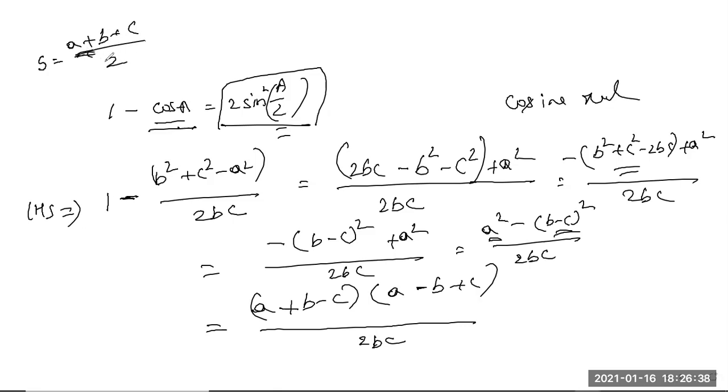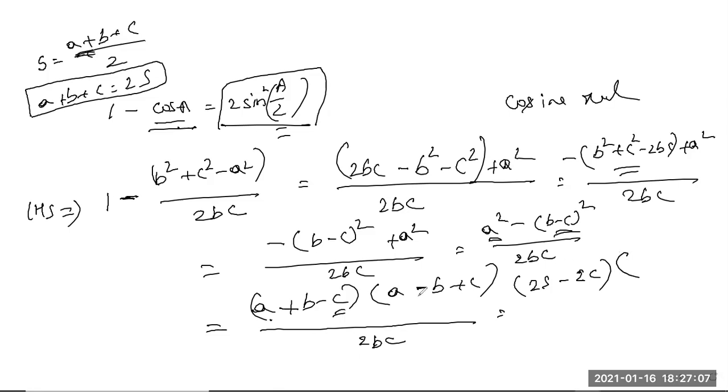Okay, so here if you want to convert this in terms of s, how can you write? Here you can write a plus b plus c is equal to 2s, right, from this. So here a plus b can be written as 2s minus c, right? And there is another minus c, so it will become 2s minus 2c, into, here there is a and c, so a plus c will become 2s minus b, and there is another minus b, so it will become 2s minus 2b.